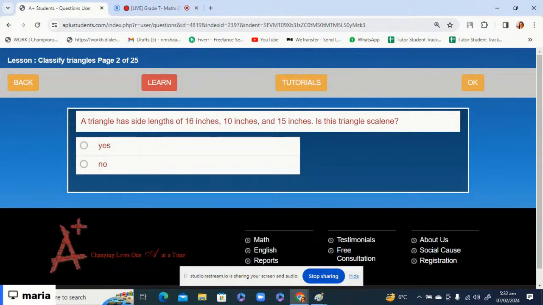A triangle has a side length of 16 inches, another side length of 10, and another of 15. Is this a scalene triangle? Yes, because in a scalene triangle all sides have different lengths. So we can say that yes.